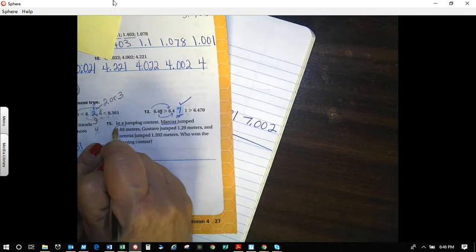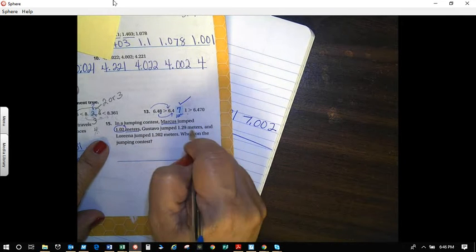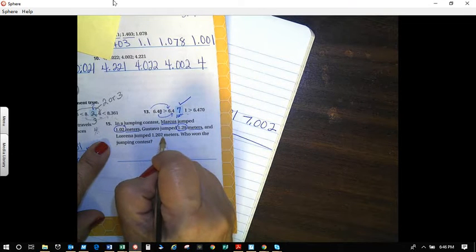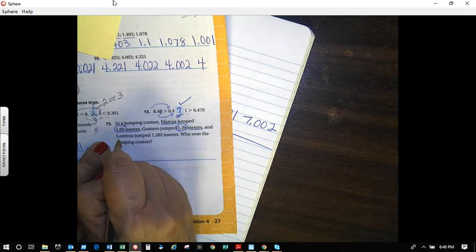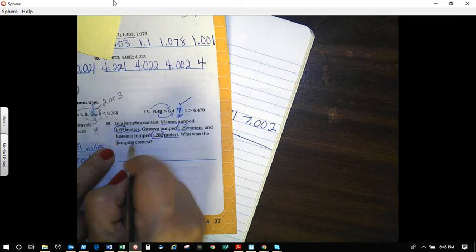In a jumping contest, Marcus jumped 1 and 200 meters. So Marcus, and I'm going to circle my numbers and underline the unit of measure. And the unit of measure is meters. Gustavo jumped 1 and 2900 meters, circle, underline, and Lorena jumped 1 and 202,000 meters. So circle and underline. Who won the jumping contest?